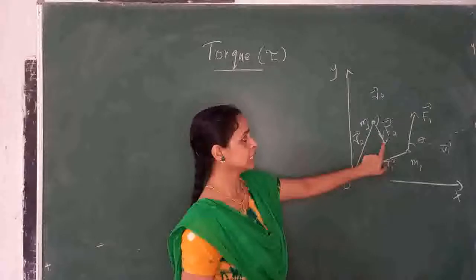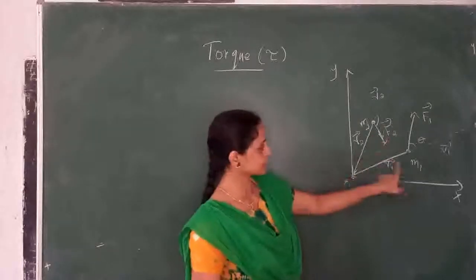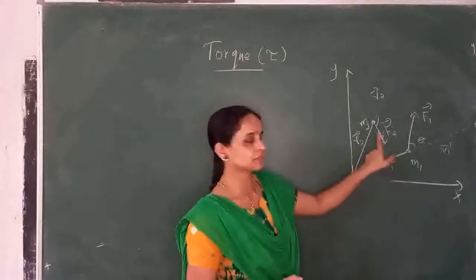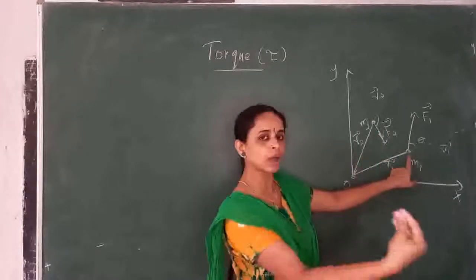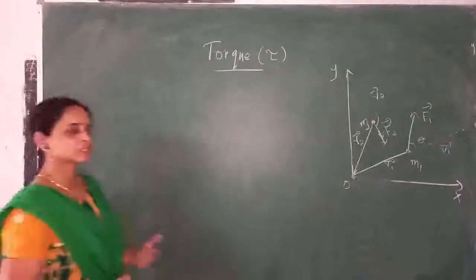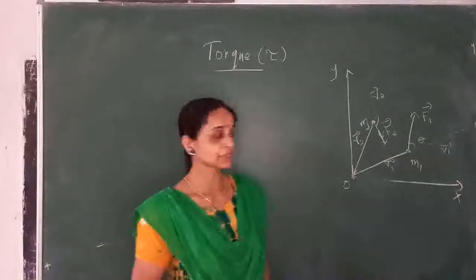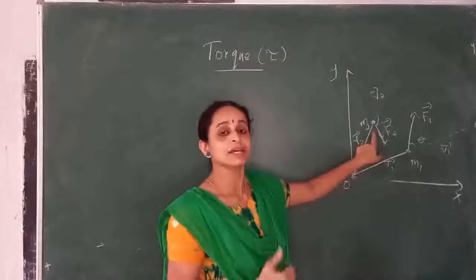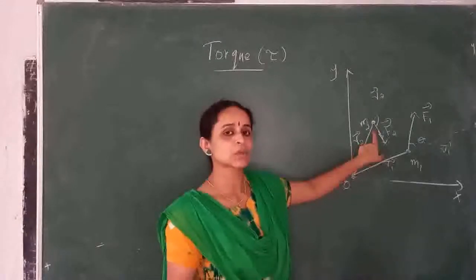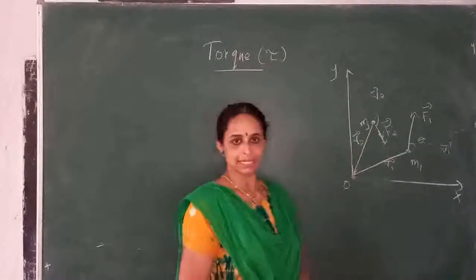Since the F is in the downward direction, the torque acting here is into the plane. Here the torque acting is out of the plane. That is, the direction of torque can be different. If the same magnitude force acts in a different direction, the torque also acts in a different direction.